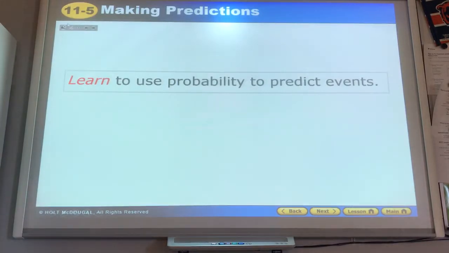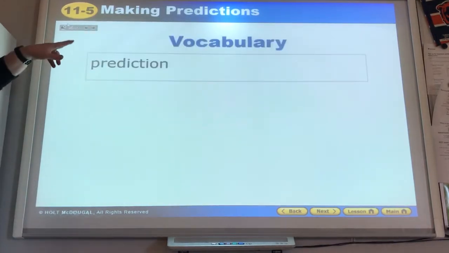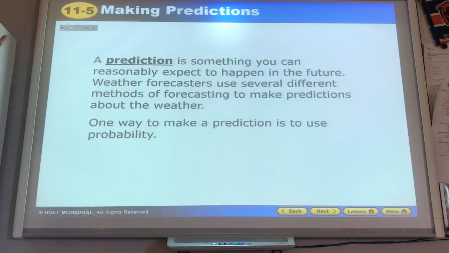Today we're going to use probability to predict events. Prediction. A prediction is something you can reasonably expect to happen in the future. Weather forecasters use several different methods of forecasting to make predictions about the weather. One way to make a prediction is to use probability.